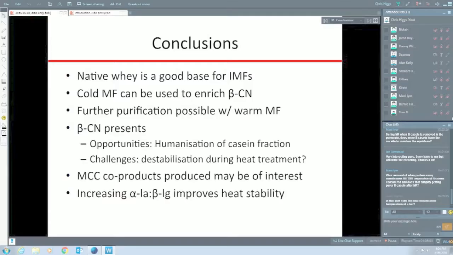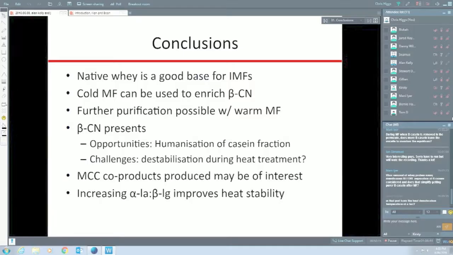So just to wrap up then, and to pull together a few of the strands throughout the presentation. Obviously, we've shown that native whey, so that material recovered by microfiltration of milk, is an interesting starting material for the production of infant formula protein-based ingredients. And by modifying that process with cold microfiltration, it's possible to enrich the beta-casein fraction. And further developments in modifying the beta-casein to whey protein, and in particular alpha-lac fractions, are possible to build on top of that, and that's some of the work that's ongoing at the moment.